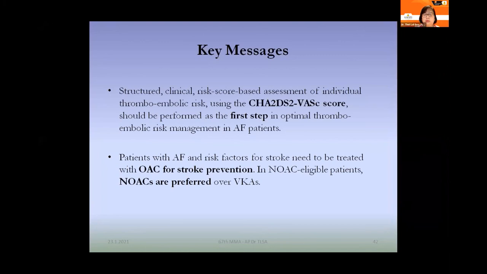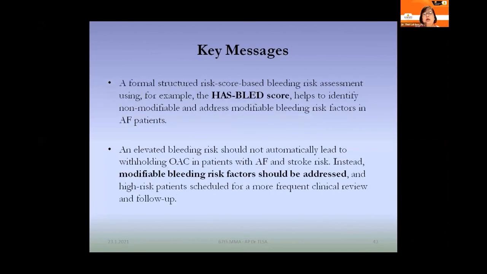So here are my key messages. For structured clinical risk score-based assessment of individual thromboembolic risk, we use the CHA2DS2-VASc score as the first step. Patients with AF and risk factors for stroke need to be treated with oral anticoagulant for stroke prevention. In NOAC-eligible patients, NOACs are preferred over vitamin K antagonists. We should assess the bleeding risk score by the HAS-BLED score.